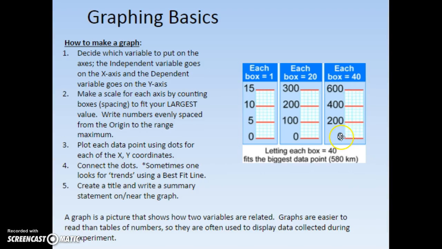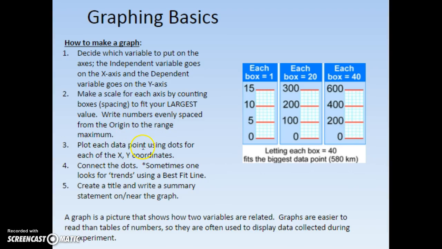Where here, I've got a 0 to 200 range. Notice that these are all the same spacing. It just depends on what each box is going to be represented by. And here it's a value of 40. So depending on what we're measuring or what the size of our range maximum is, it's going to determine what each box is going to represent.